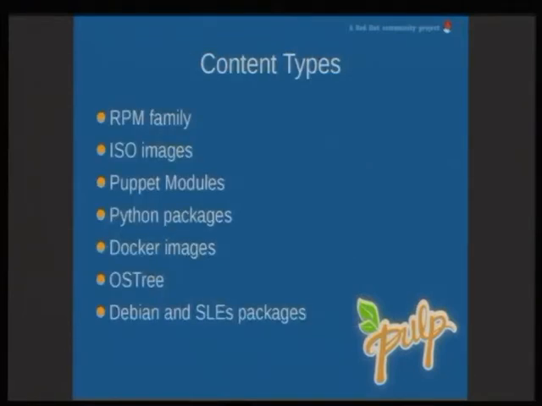So back to the content types. As I mentioned, we have a lot of them, and currently we do support these content types. We have the whole RPM family. We recently implemented the support for Python packages. We have support for Docker images. There is also OSTree. You probably know about the project Atomic, which is based on this OSTree. We also do the community support of Debian packages and SUSE packages.